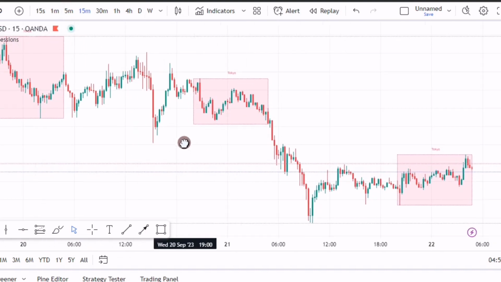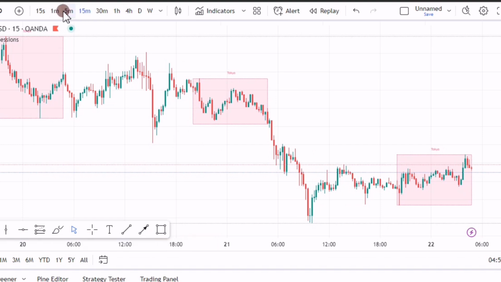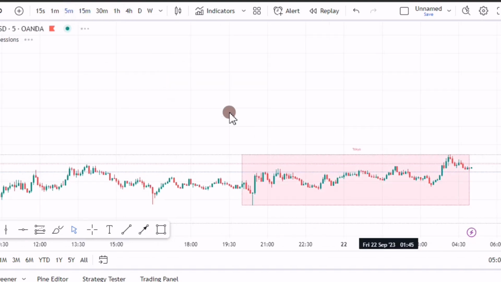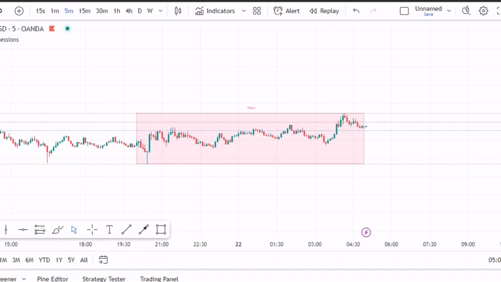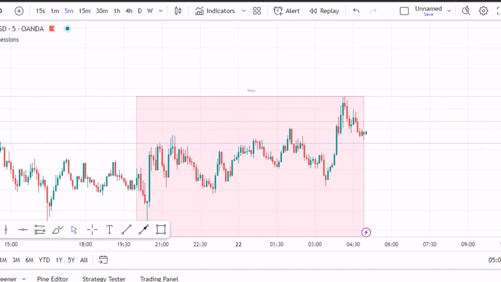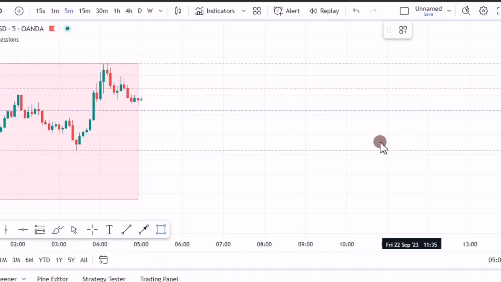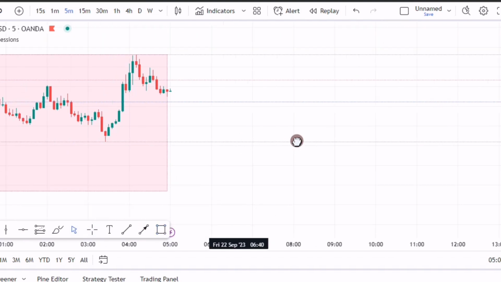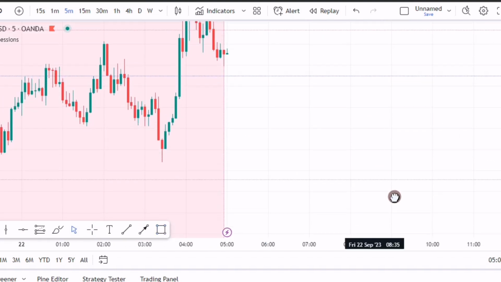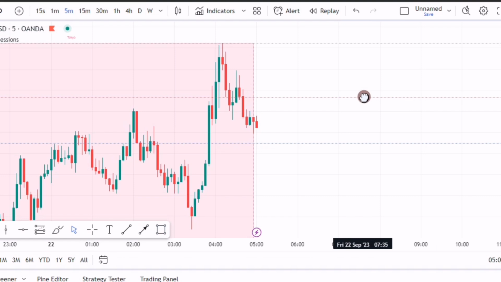I think we can apply this even on the 5-minute time frame. On the 5-minute time frame, my strategies are very simple, as easy as ABC. We already have the last candle on the Tokyo session. Just zooming in for you to see.